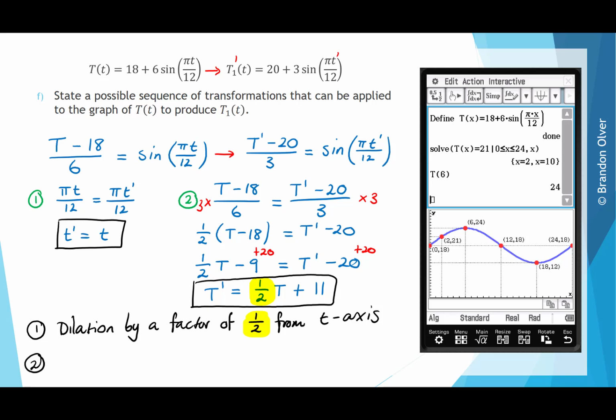The second thing that we can see is happening is going to be a translation of 11 units in the positive capital T direction, which is the temperature axis. And this 11 units in the positive direction of the capital T axis is this plus 11 here, which we found before.